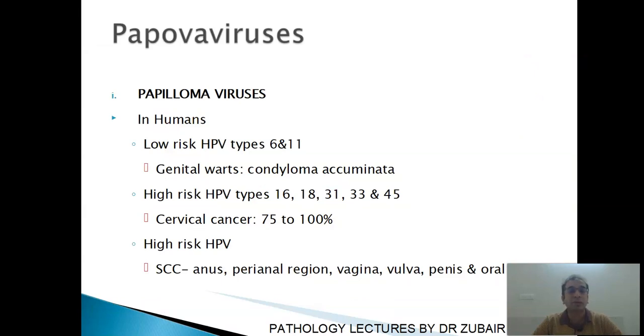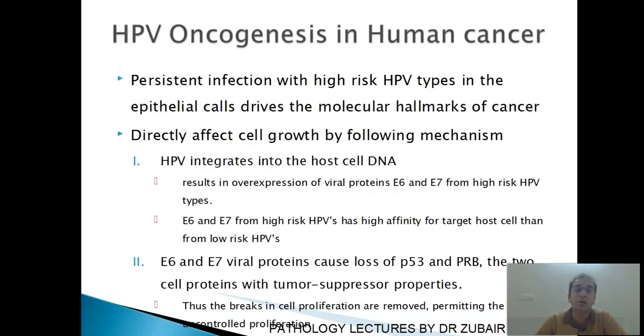There is a low risk papillomavirus, HPV types 6 and 11, which causes the genital warts, the condyloma acuminata. And we also have high risk HPV, types 16, 18, 31, 33, and 45. These cause cervical cancer in 75 to 100%. The high risk HPV can also spread to the anus, causing squamous cell carcinoma in the perianal region, vagina, vulva, penis, and the oral cavity.